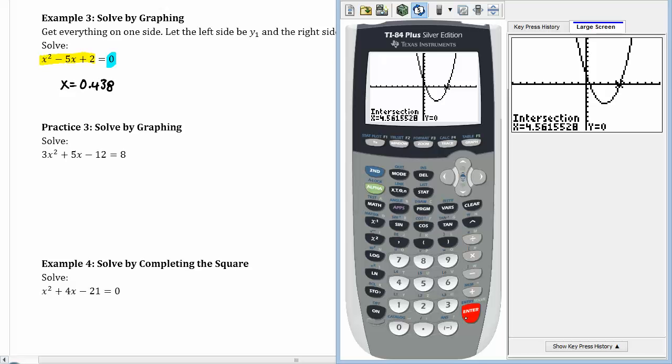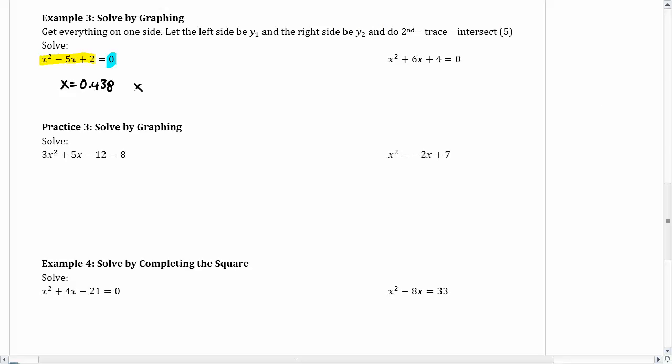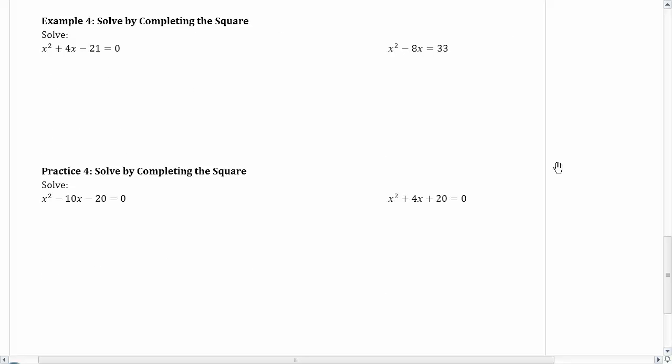And that intersection is at x equals 4.562. If you would go back to the problems on the previous page and try to solve them in the same way, you would find you get the same answers. So what this shows us is that there's multiple ways to solve the same type of problem. That'll be all that we cover for this. Solve by completing the square, we're actually going to hold off on until we talk about circles.